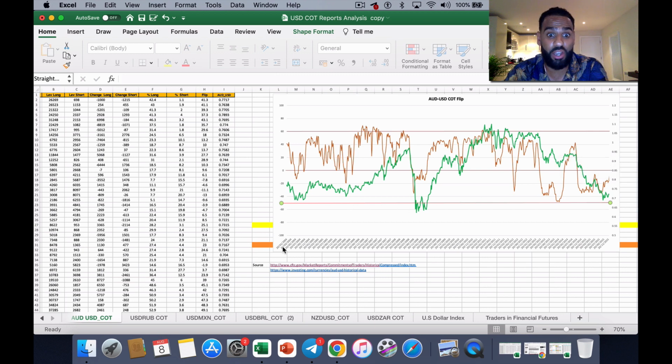As you can clearly see, going back to 2004, you don't get the data going below minus 30, and you don't get the data going above 60. So there's a reason for this. It's because it reaches its peak when a currency pair is overbought or a currency pair is oversold.